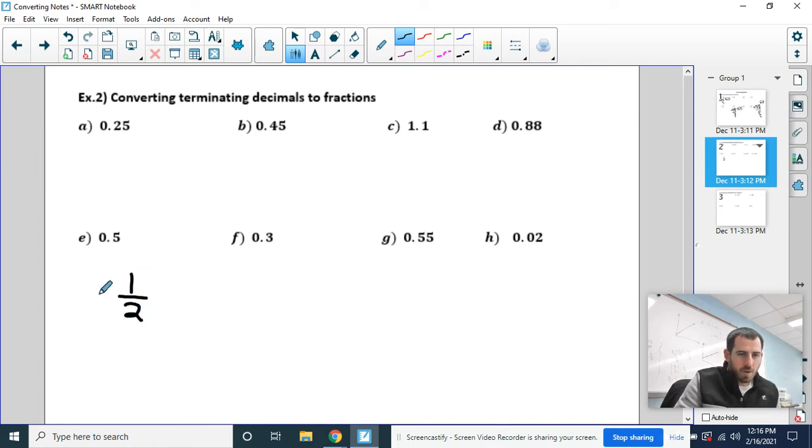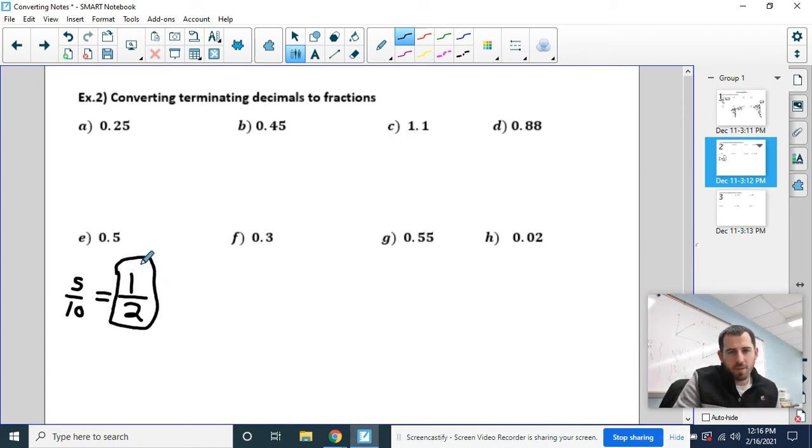However, where this comes from is the tens place. Okay, wherever your decimal's at, that's what you divide by. So since 5 is in the tens place, we divide 5 by 10. Okay, and then we reduce that to 1/2. Okay, and that is the answer. We reduced it just by dividing by 5.